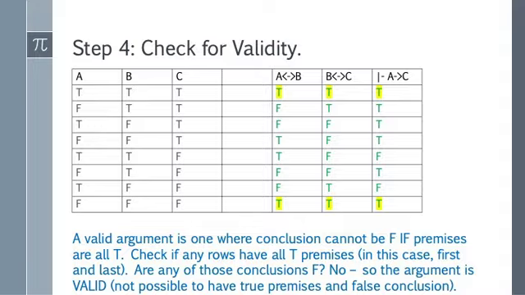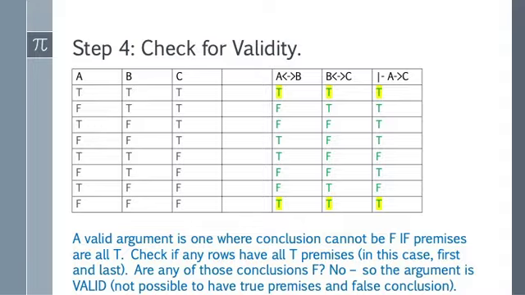How many premises are in this argument? 2. And which ones show that they're all true? Only the first one and the last one, right? Every other row shows a combination of true and false. Now that you know the first row and the last row have all true premises, both of them are true, then you check those conclusions. Are any of those false? No. In this case, the first row, both of the premises are true and the conclusion is true. The last one, same thing, right? So the argument is valid.